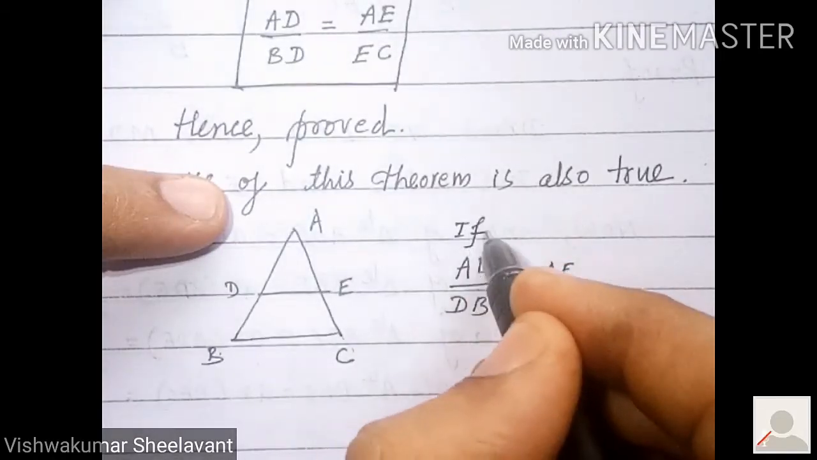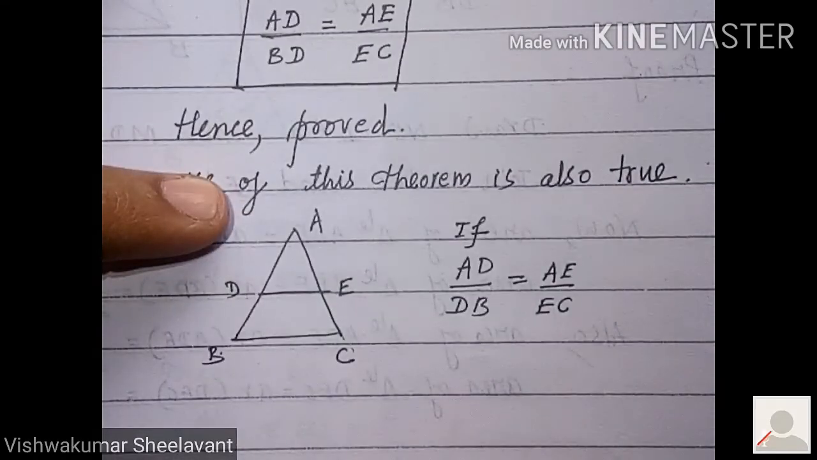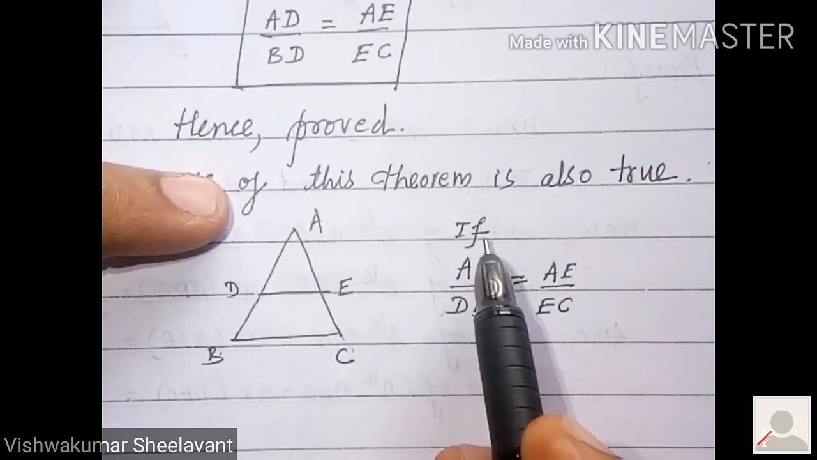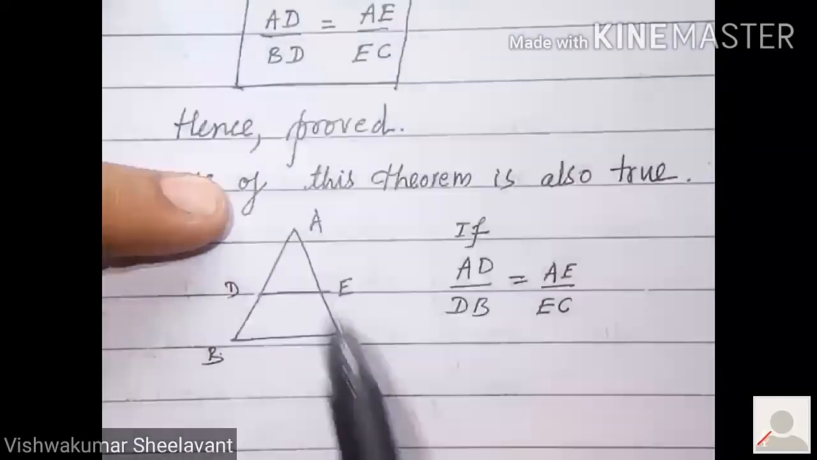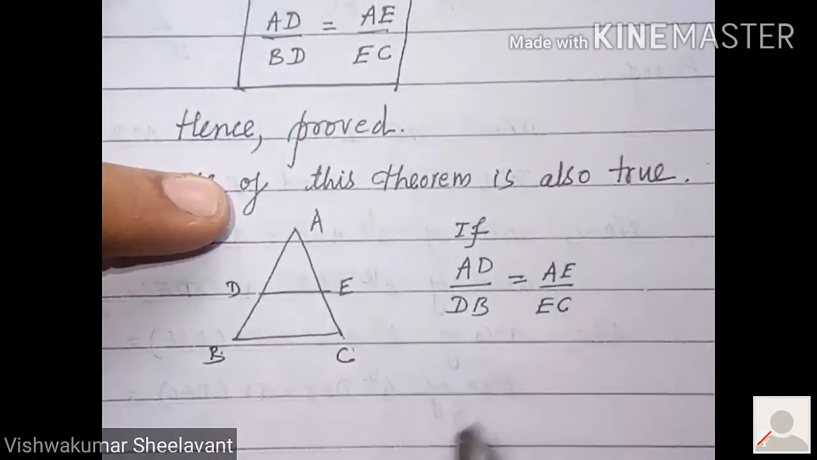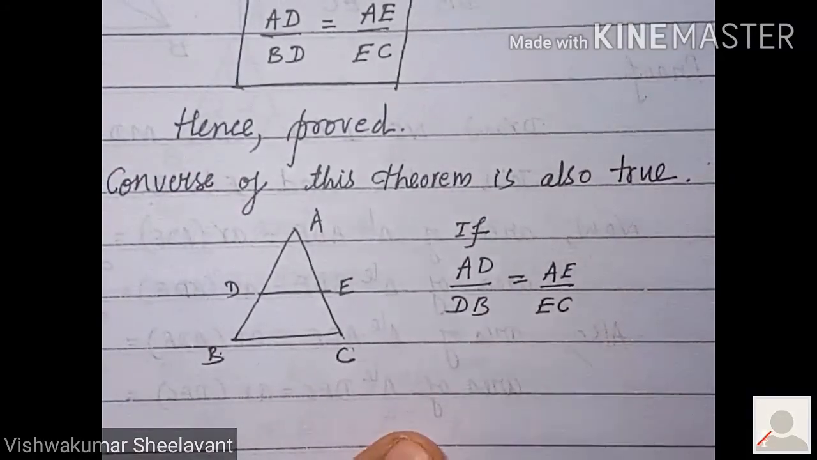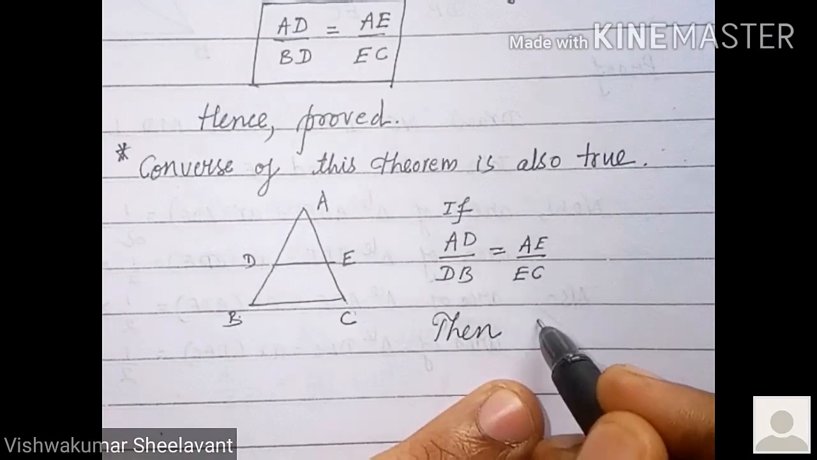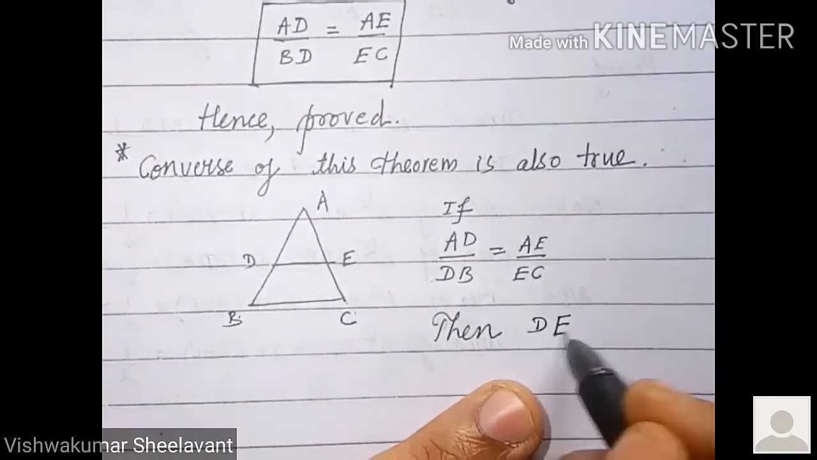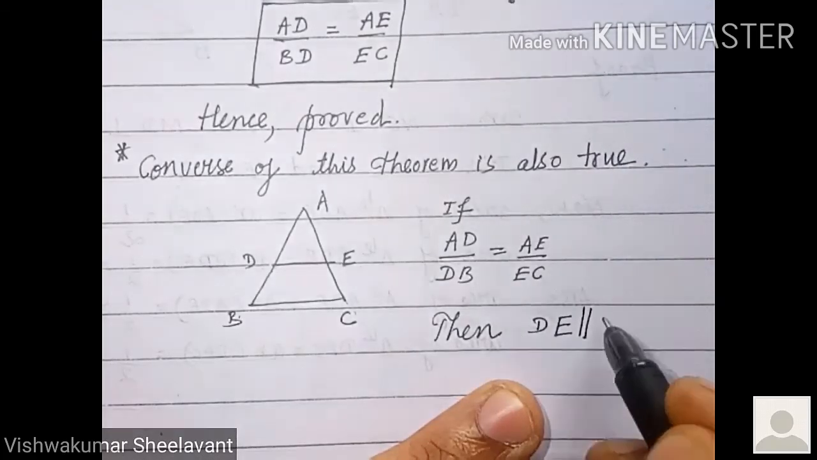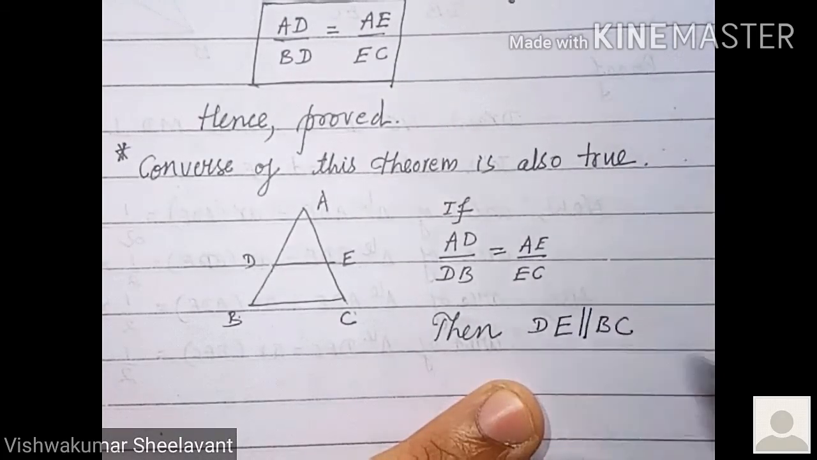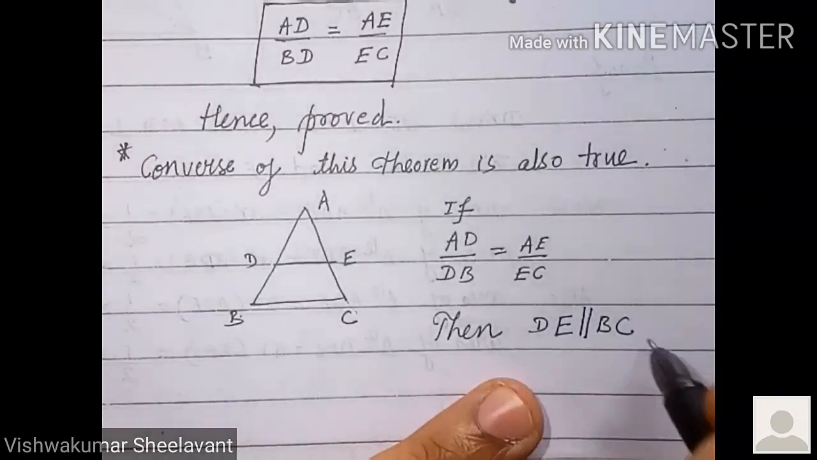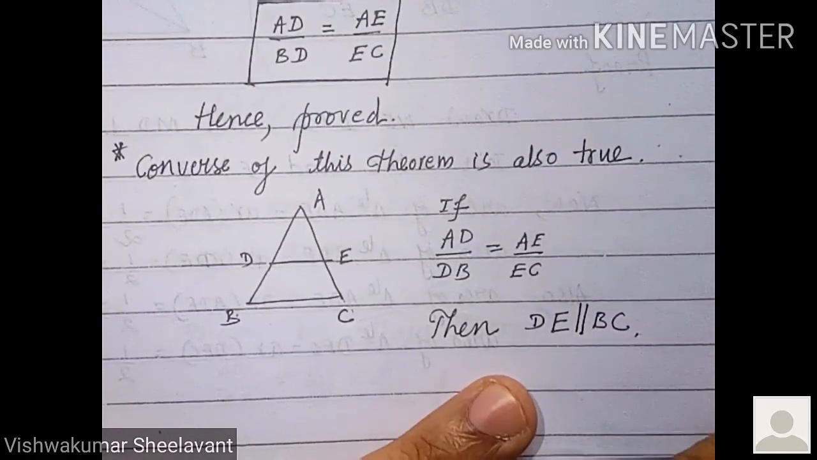So converse means we have to go in the reverse direction. If in this triangle now AD by DB is equal to AE by EC, then DE becomes parallel to BC. Very correct. So this is what is to be written. Please write down, all of you.